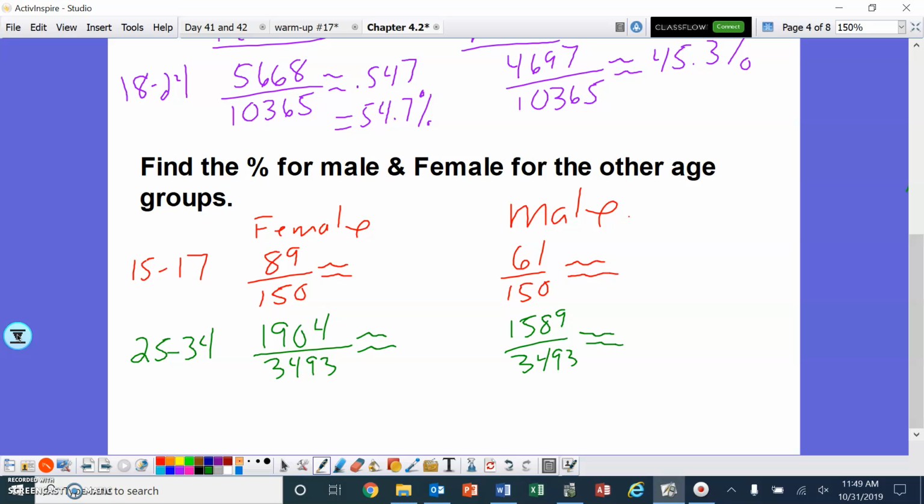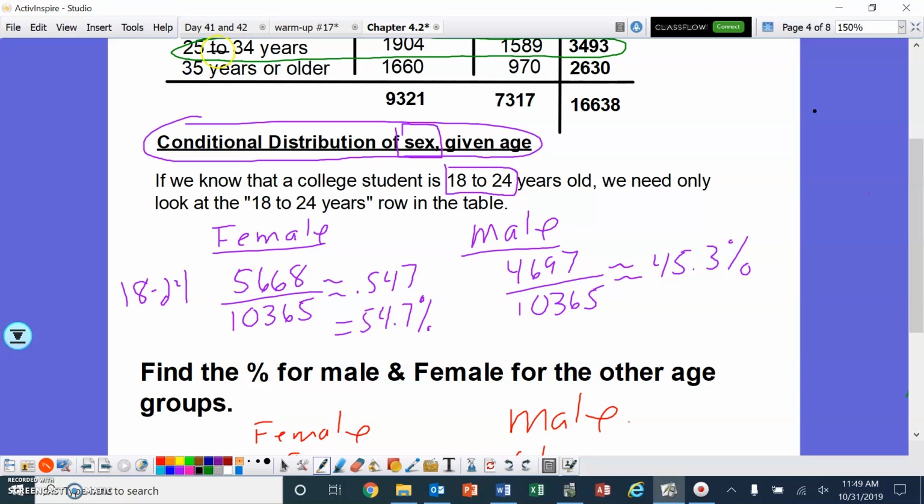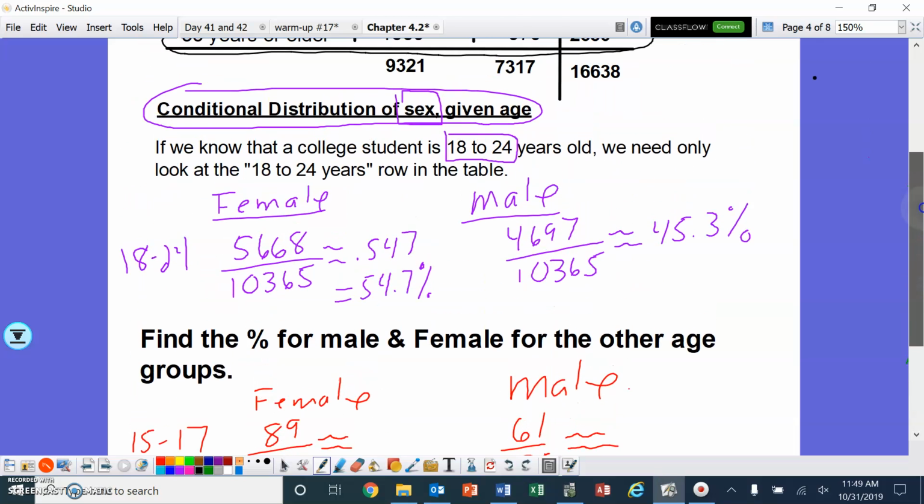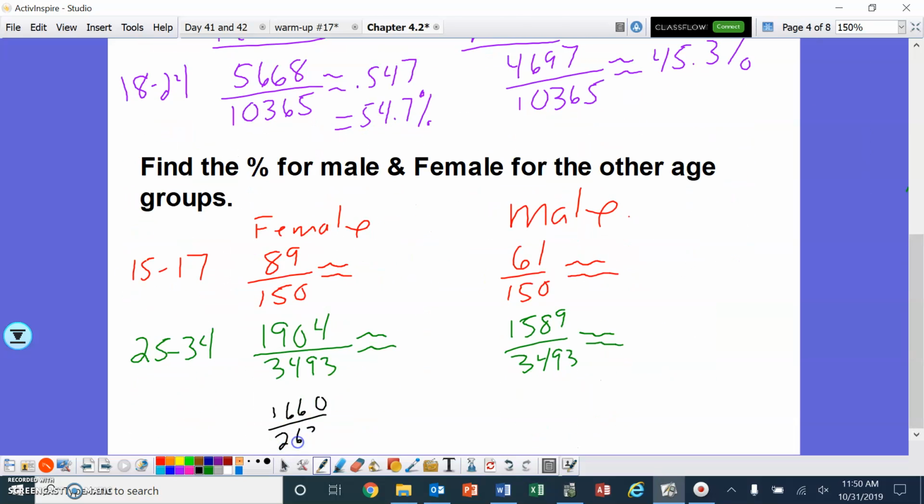Okay, then we have our last age group, because we already did the 18 to 24. So 1660 divided by 2630. All right, and that's the 35 plus. And then we've got 970 divided by the 2630. All right, so find the decimal, change them to percents.